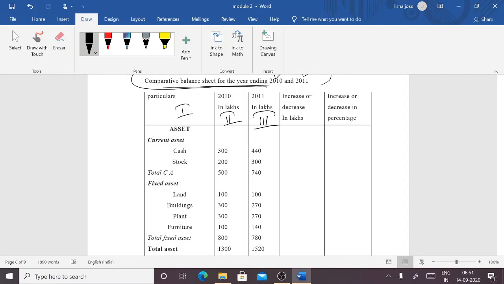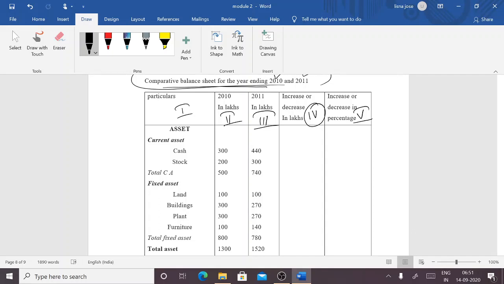The next two columns, column 4 and 5, are very important. Here we need to show the increase or decrease. In figures we are saying whether the items in the current year, compared with the previous year, have changed. Here the latest year is 2011, so we are comparing with 2010 to see whether the cash has increased or not. This is what we are studying over here.